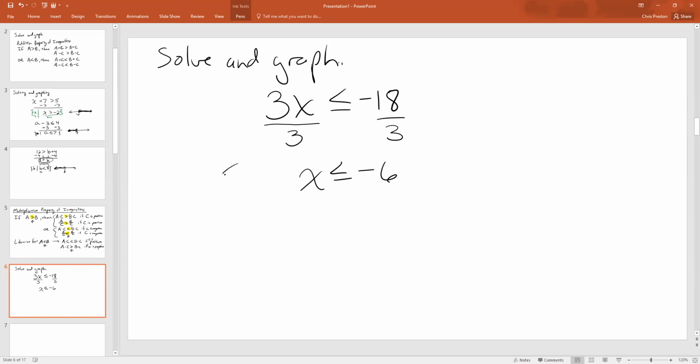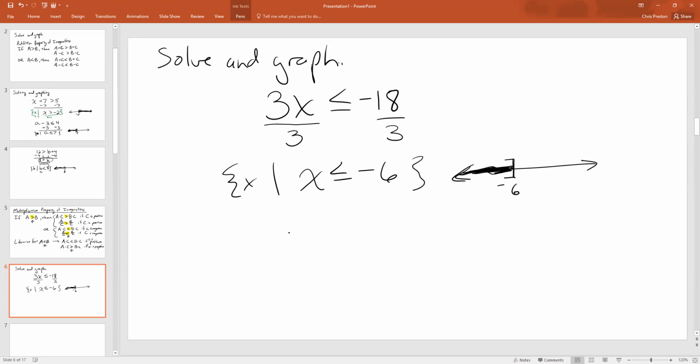Again, you can leave it like that, or if you want to fancy it up, you can do the whole x such that, and then I'm going to graph that. Negative 6. It's including the end because it's less than or equal to, so we're going to put a bracket on the end, and then less than means going this way, going to the left.